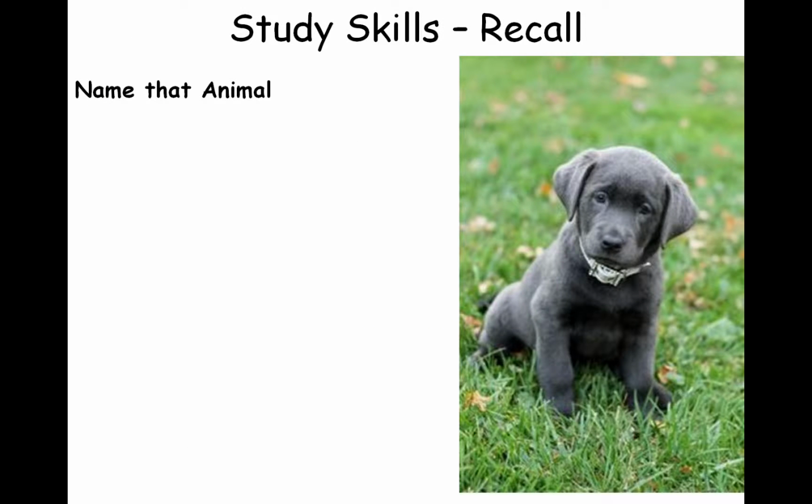Recall. Name that animal. Instantly, without any clues and without a multiple choice, you should be able to name this particular type of animal. But we'll go through the multiple choice anyway. Is it A, a cat, B, a dog, C, a horse, or D, a snake? We know straight away it's a dog. In fact, you may have even given some more detail and may have said it's a puppy.